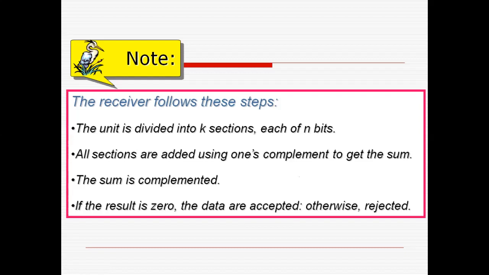On the receiver end, the data plus checksum is again divided into k blocks, each of n bit size. Then all sections are added using ones complement. Then the sum is complemented. If the value is 0, the data is accepted. Otherwise, the data will be rejected. Now we are focusing only on error detection techniques. That's why we said the data will be rejected.